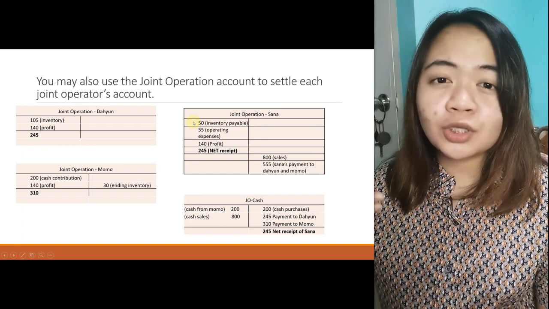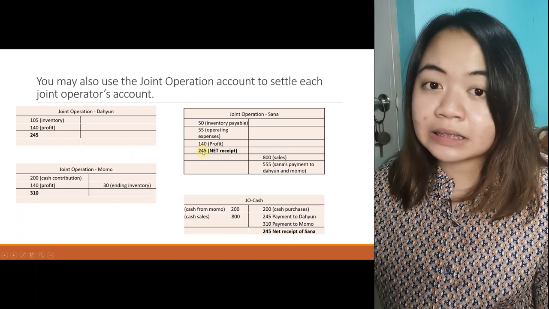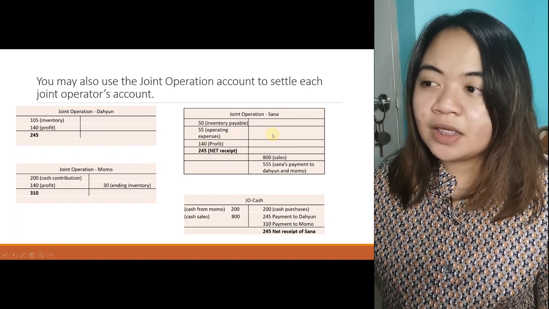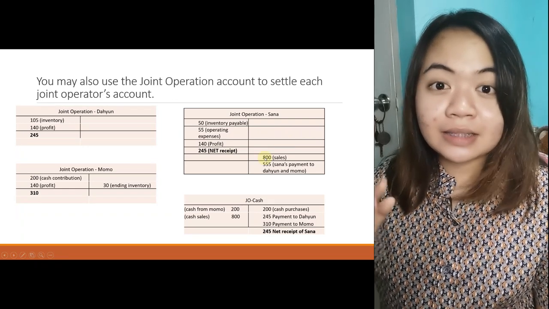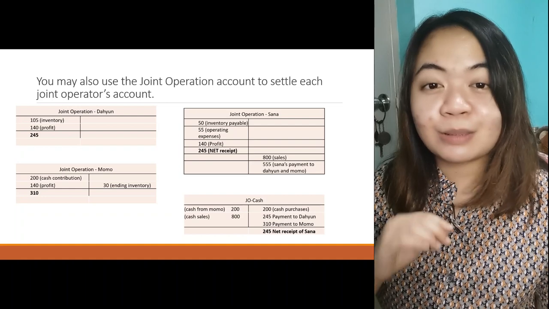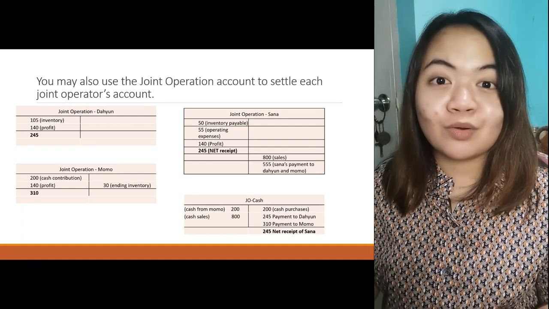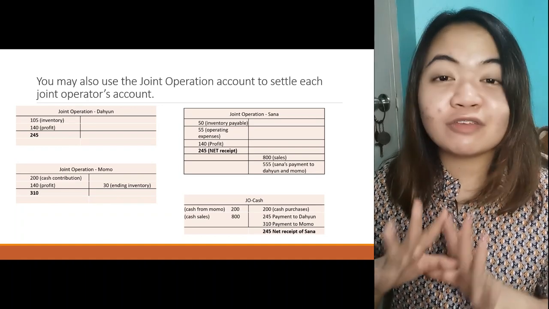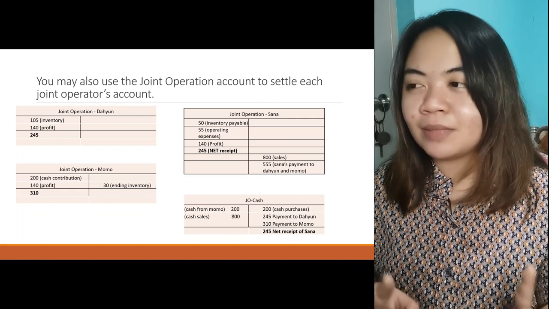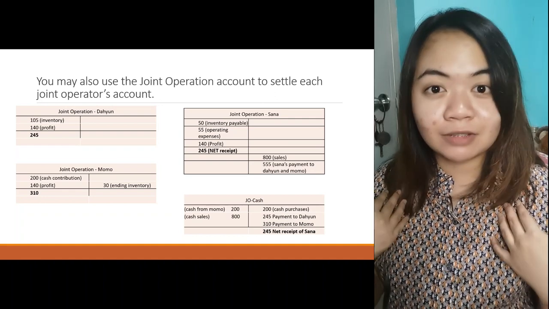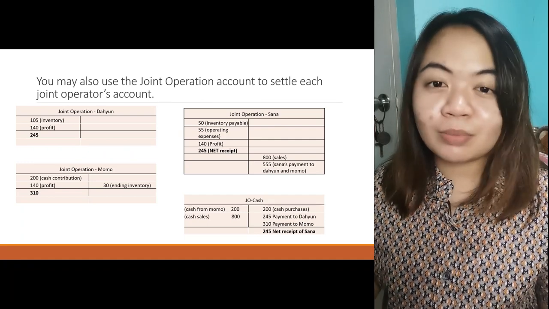So, sa joint operation ni Sana, 50, 55, 140. So, net receipt niya, 245. If pinasok mo dun sa credit side niya, si 800, okay, meron siyang total na 55 sa baba. That's actually yung payment niya kay Dayon at kay Momo. Okay, if pinasok mo siya. Pero if iniwalay mo pa rin yung 800 na sales, okay, minus mo lang siya sa 245 na marireceive dapat ni Sana. Okay, kumbaga na, naibawas ko na yung parte ko. Okay, ito na yung papamigay ko sa inyo.